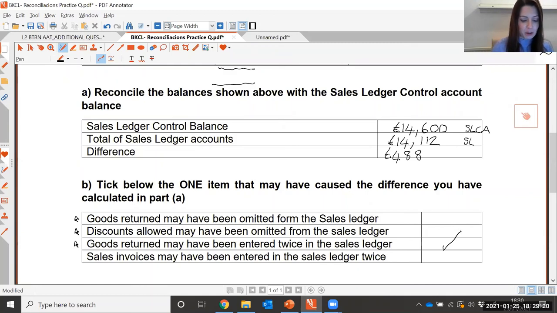And then if you have a look at the last one, it just says sales invoices may have been entered in the sales ledger twice. Well, again, that would have made the amount higher. So as I said, the only way with this type of question is just go through each of the options and think, how will that affect the accounts? If you need to, scribble out a couple of little T accounts.